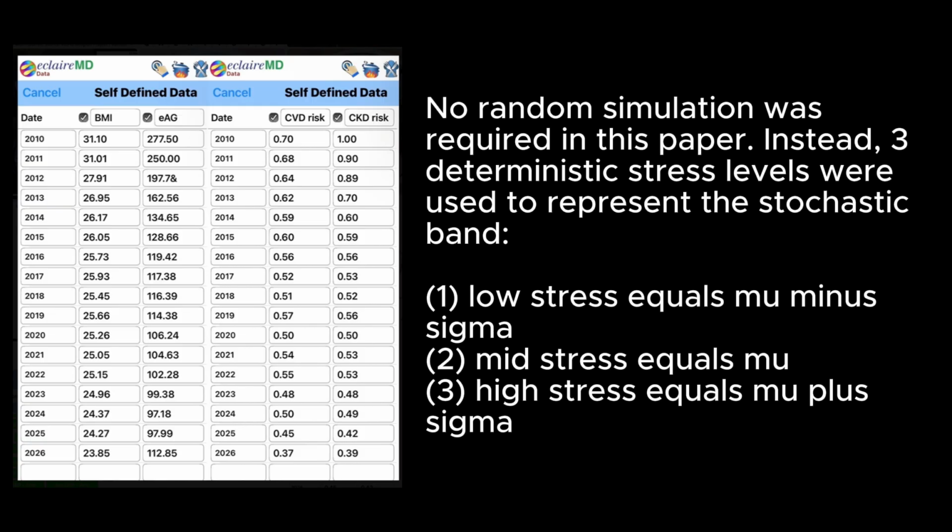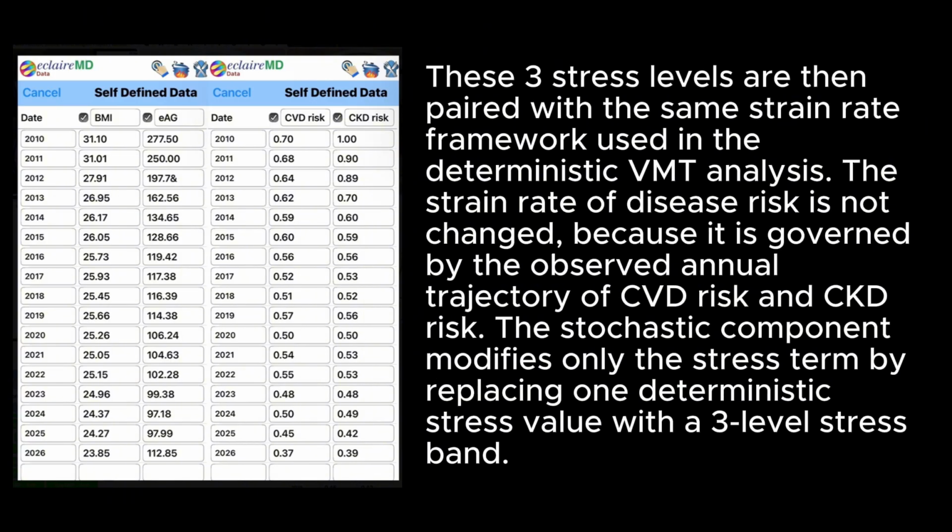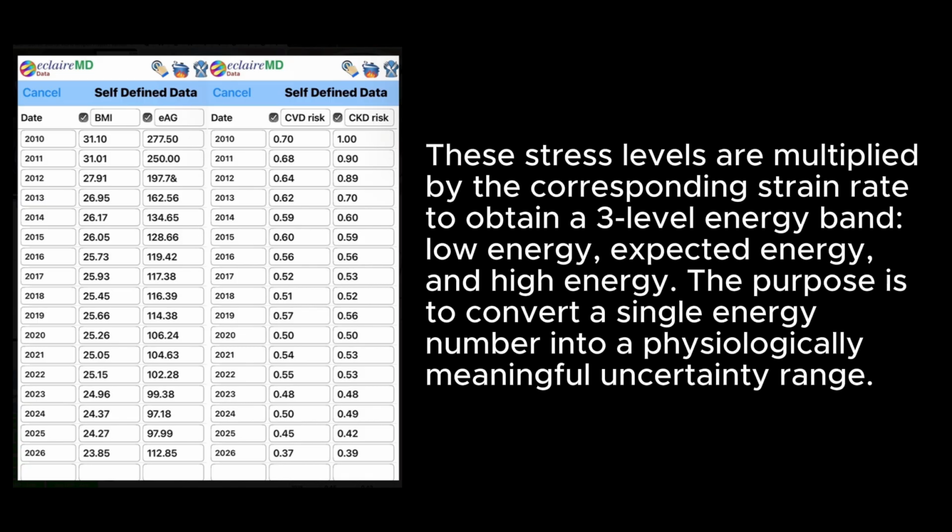Low stress equals mu minus sigma, mid stress equals mu, high stress equals mu plus sigma. These 3 stress levels are then paired with the same strain rate framework used in the deterministic VMT analysis. The strain rate of disease risk is not changed, because it is governed by the observed annual trajectory of CVD risk and CKD risk. The stochastic component modifies only the stress term by replacing one deterministic stress value with a 3-level stress band. These stress levels are multiplied by the corresponding strain rate to obtain a 3-level energy band: low energy, expected energy, and high energy. The purpose is to convert a single energy number into a physiologically meaningful uncertainty range.